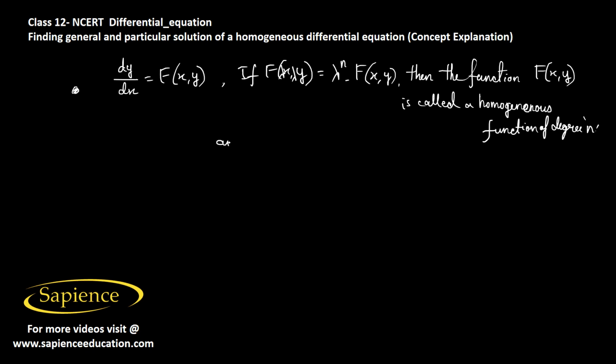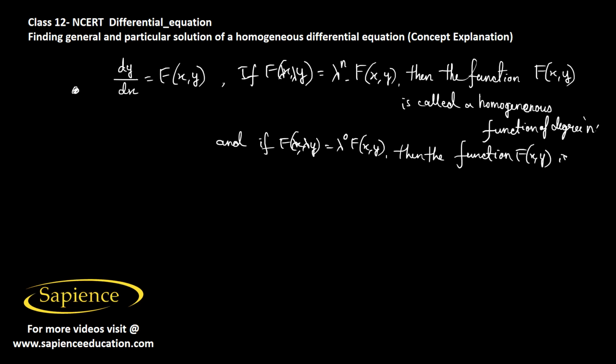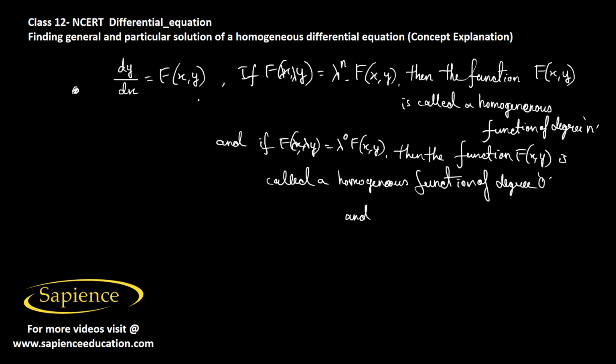And if f of lambda x comma lambda y is equal to lambda power 0 f of x comma y, then the function f of x comma y is called a homogeneous function of degree 0, and this differential equation will be called a homogeneous differential equation.